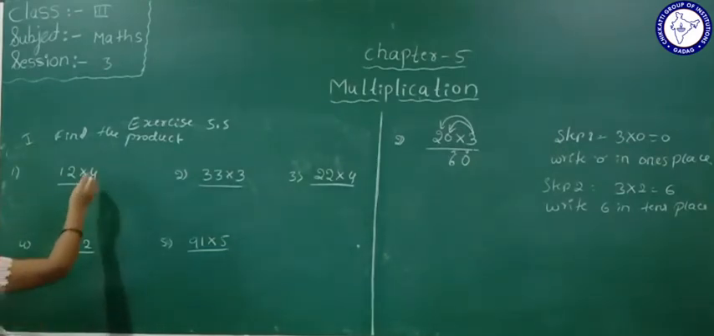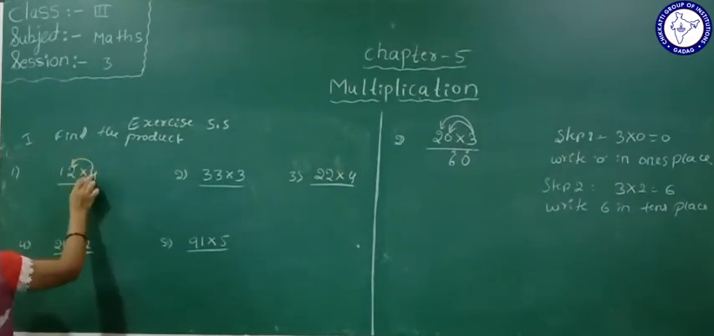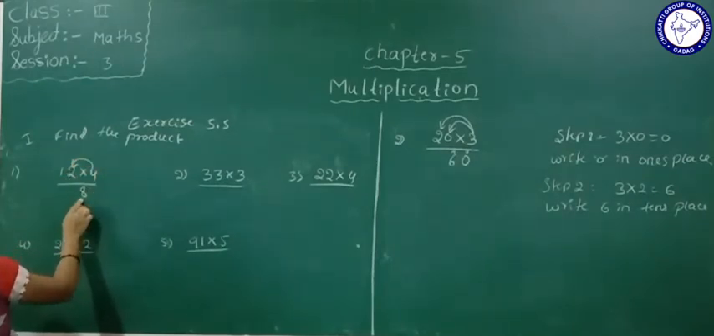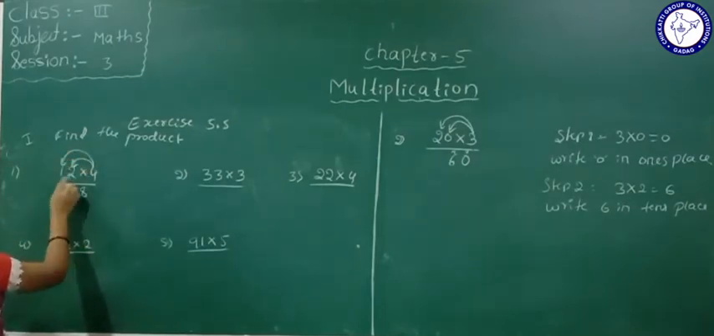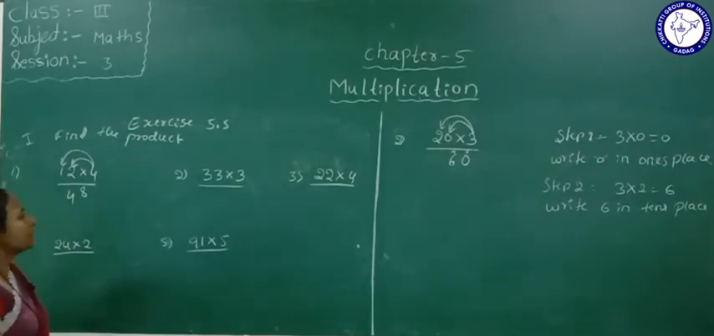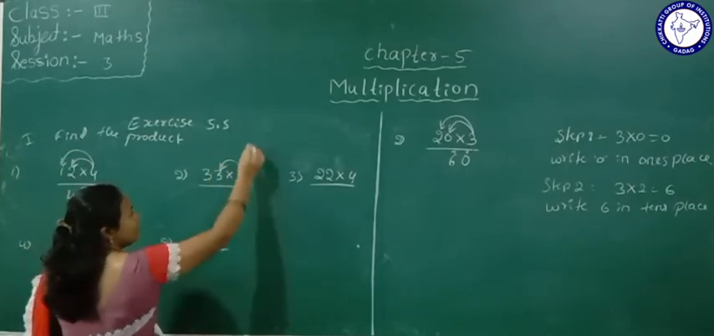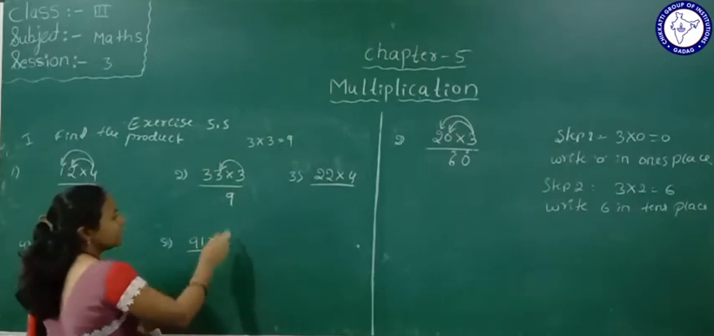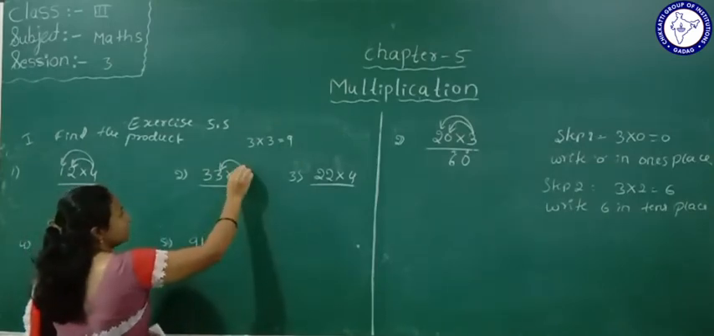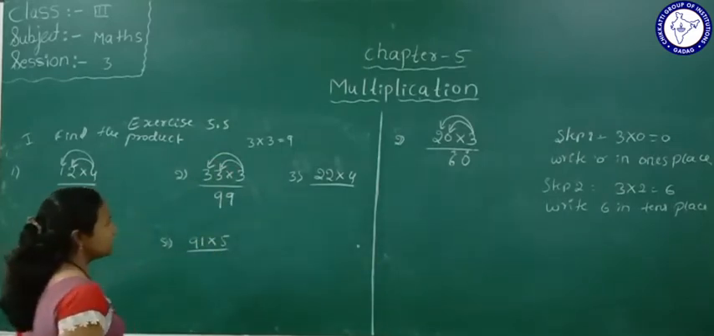See here, first we multiply the unit place. So 4 2s are 8. I'll write in the ones place value. Next, 4 1s are 4. So the answer is how much? 48. Next one, 3 3s are how much? 3 into 3 is equal to 9. I'll write in ones place. And next, 3 3s are again 9. So 99 is the answer.